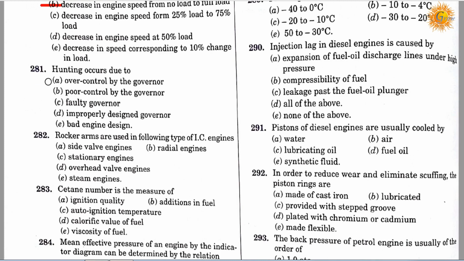281. Hunting occurs in the governor. So option A, over control by the governor, option B, poor control by the governor, option C, a faulty governor, option D, improperly designed governor, option E, a bad engine design. So the correct answer will be A, over control by the governor. That's why hunting will occur.